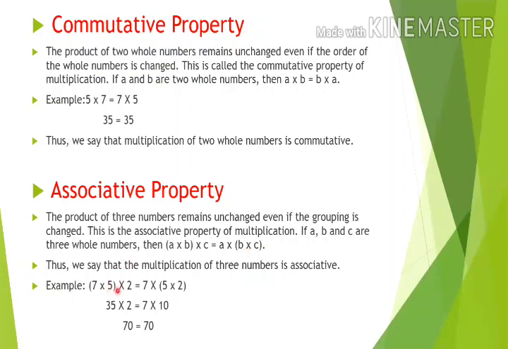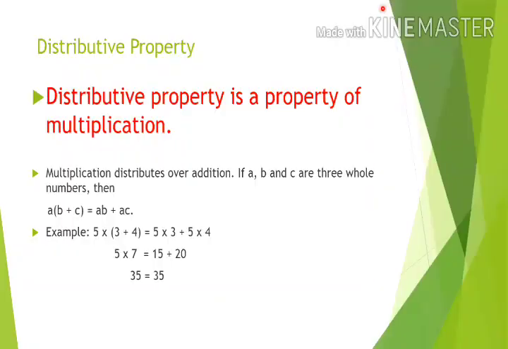For example, 7 into 5 into 2. First grouping is done of 7 and 5. 7 into 5 is 35. 35 into 2 is 70. Is equal to 7 into (5 into 2). Second case grouping is done of 5 and 2. So 5 2s are 10. That means 7 into 10. In both the cases, the product will be the same. Now we will move to the next property, that is the distributive property.